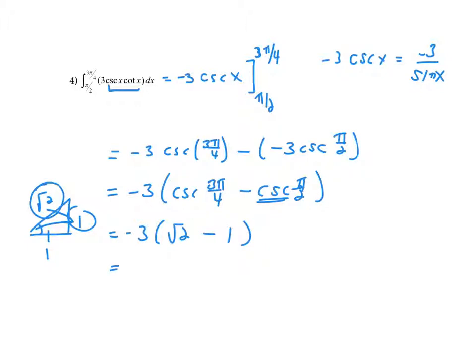So you can distribute. We've got negative 3 square root of 2 plus 3. Final answer. And you could also write it as 3 minus 3 square root of 2.